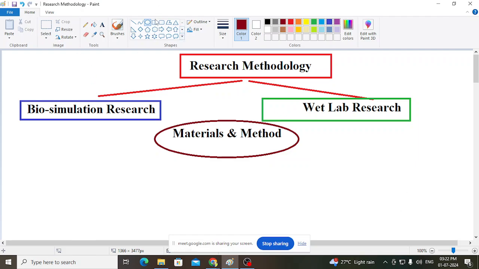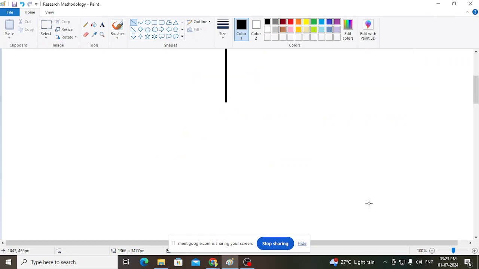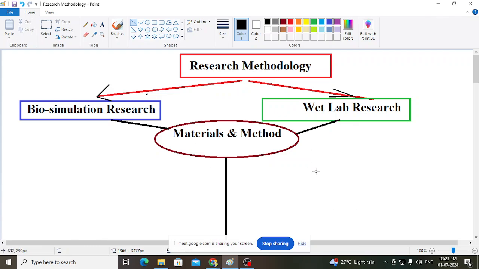This is needed for both kinds of research. These are the interconnections, how they are interconnected. In biological sciences there could be two different types of research: one wet lab, and another the biosimulation research. Now how these two are different, that is the $1,000,000 question, and which one you should select. The whole thing depends mainly on the materials and methods section.